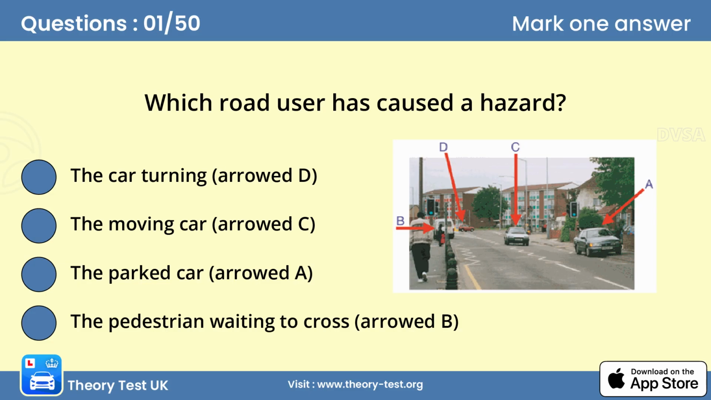Question 1. Which road user has caused a hazard? C. The parked car, arrowed A. The car arrowed A is parked within the area marked by zigzag lines at the pedestrian crossing. Parking here is illegal. It also blocks the view for pedestrians wishing to cross the road, and restricts the view of the crossing for approaching traffic.